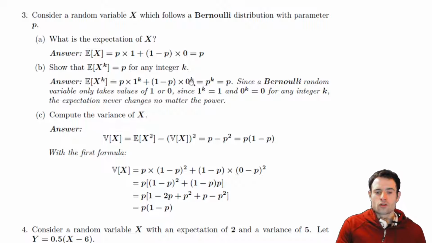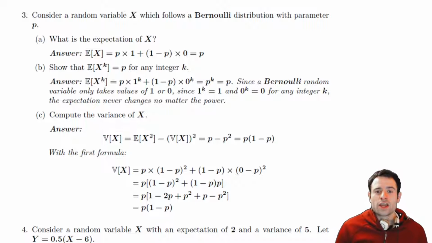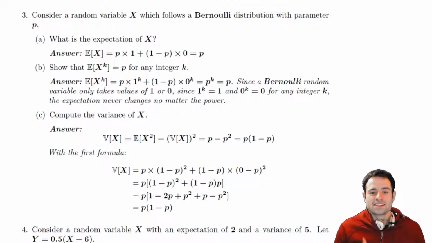Again, the second term is equal to 0, and the first term is equal to p times 1 to the power of k, which is equal to p. After all, a Bernoulli random variable either is equal to 0 or 1. 0 and 1 are the only numbers that you can raise to any power and they stay the same. 1 to the power of 2 is equal to 1, 1 to the power of 1000 is equal to 1. 0 to the power of 1000 is also equal to 0.